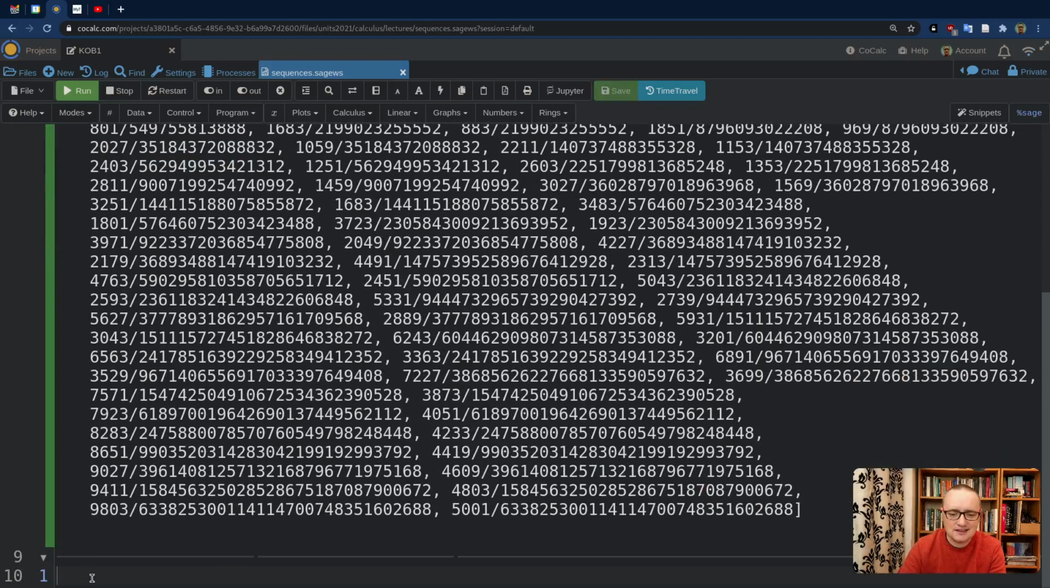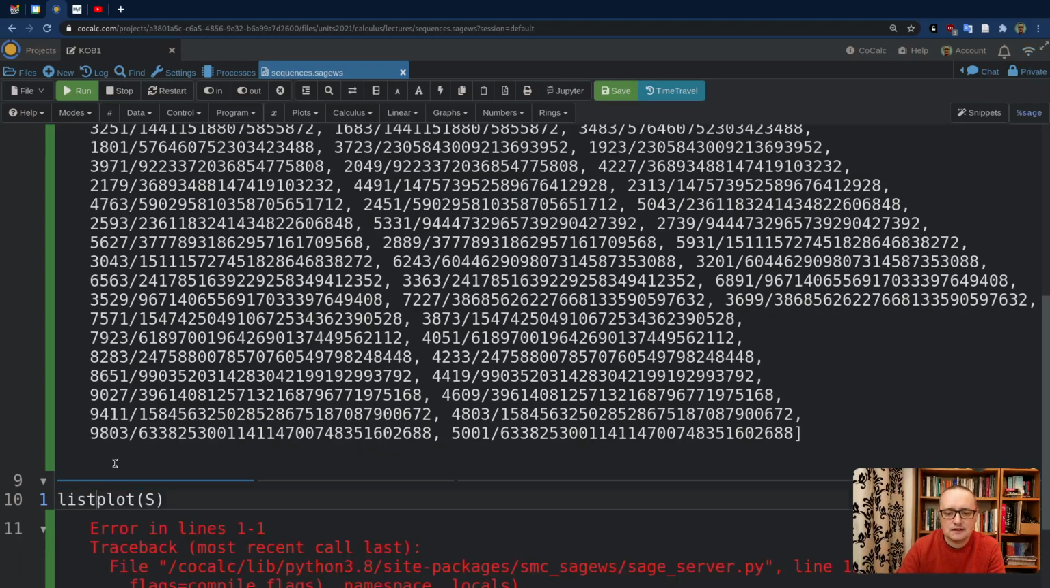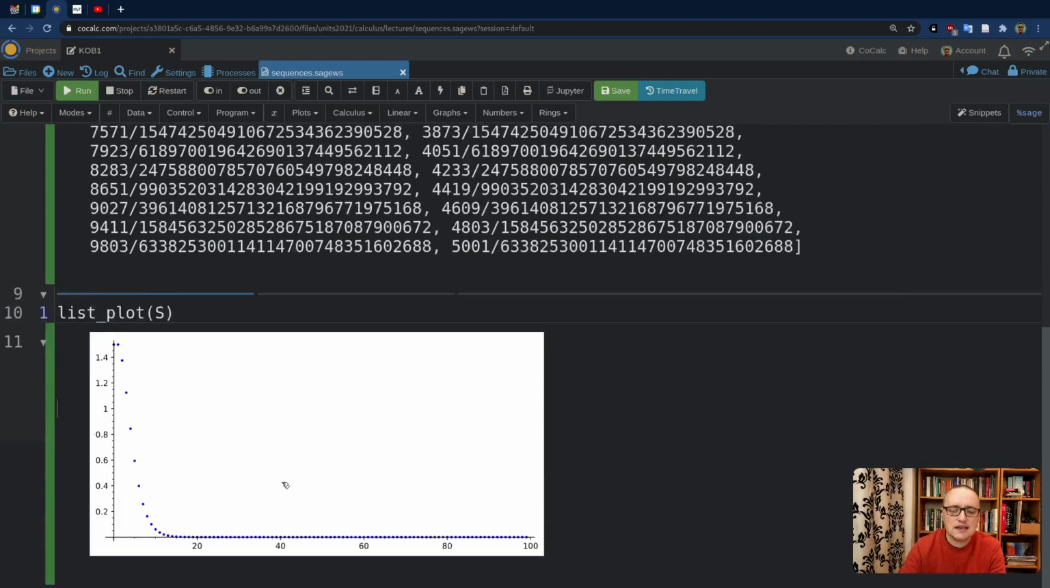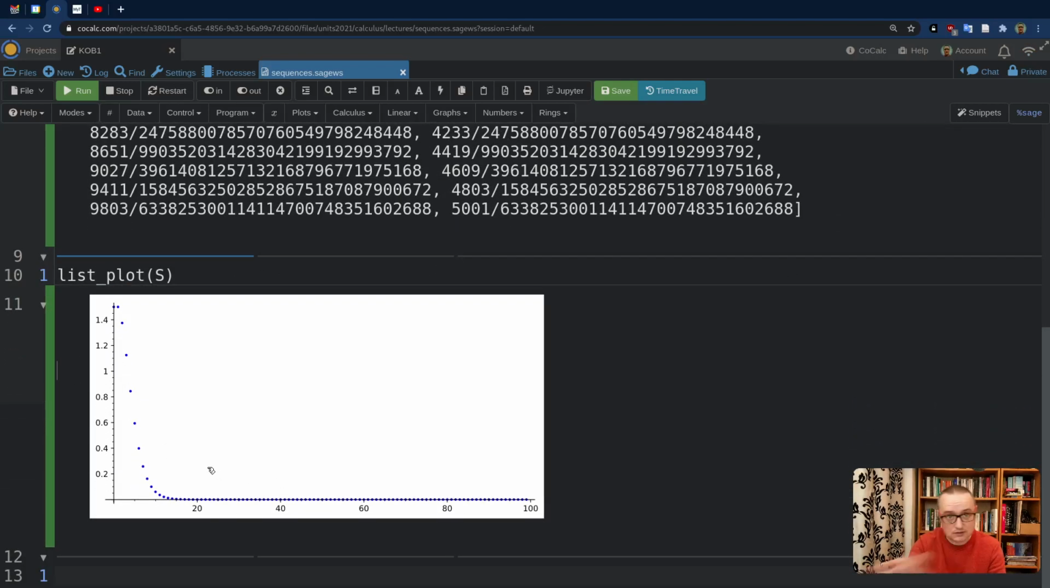But you can't tell much from just looking at those big fractions. There's a command in Sage, list_plot. So list_plot S. Oh, I think I need an underscore there. List underscore plot S then produces a simple scatter plot of those sequence elements, much like we just saw in MATLAB. We could draw the same conclusions from looking at that.